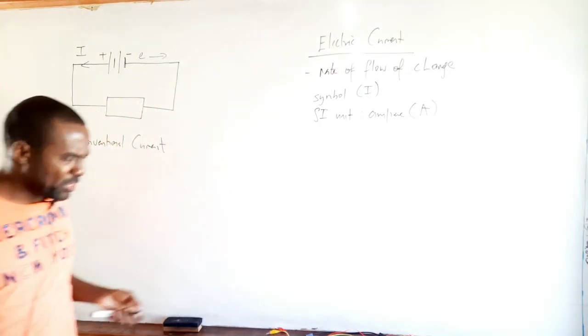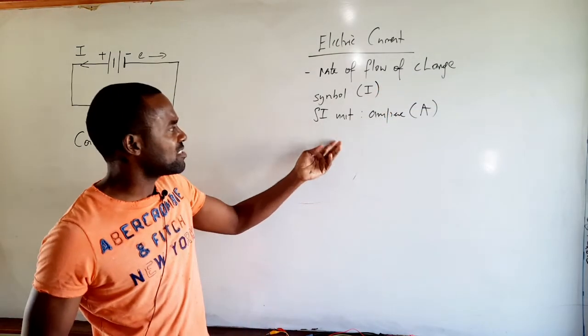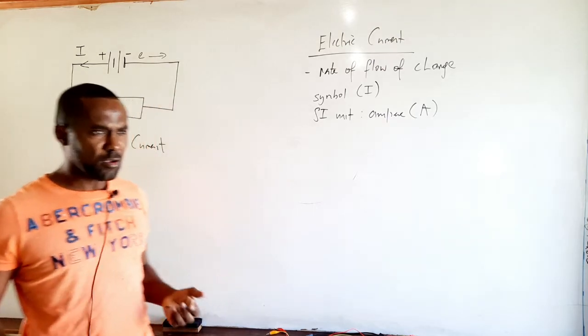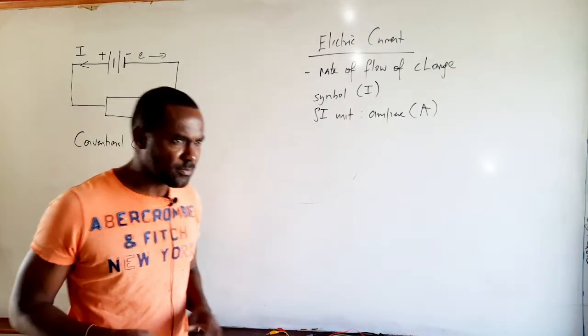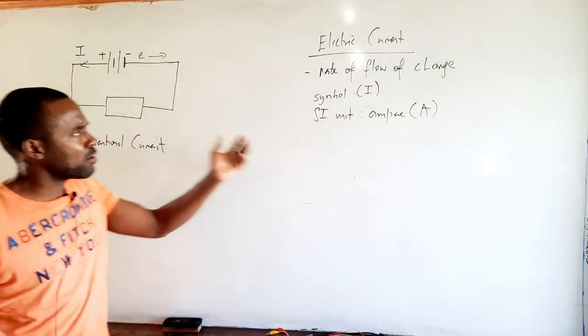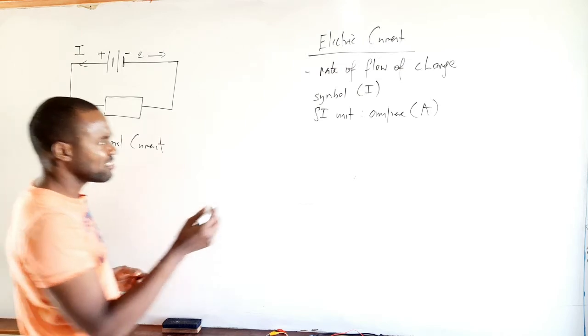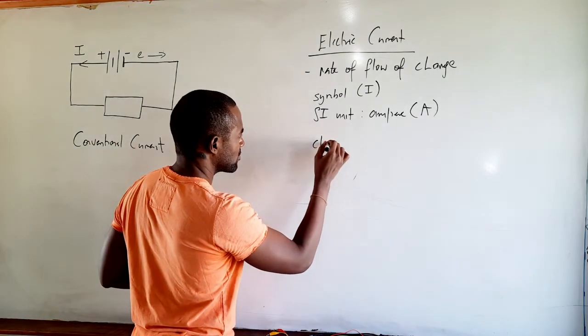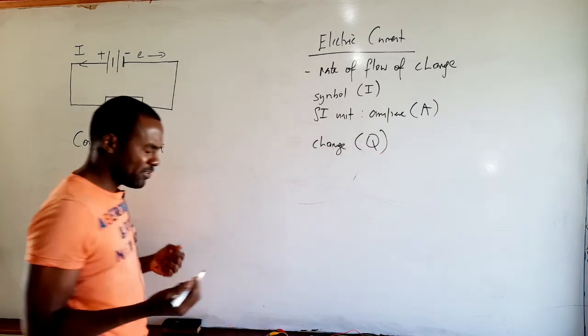Now, we define electric current. We state the symbol, which is I, and of course, we state the SI unit as well. The syllabus also wants us to look at the equation required to calculate electric current. Now, as mentioned before, an electric current is a rate of flow of charge. Now, we would have met charge before. The symbol for charge is Q.